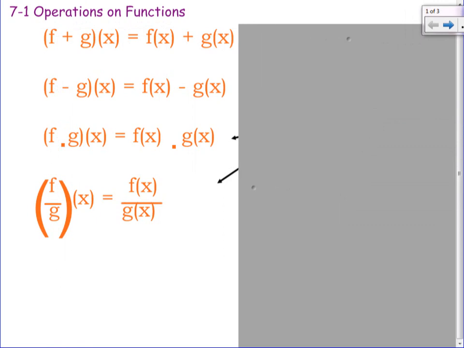Okay, so in chapter 7, we're actually going to break it up into two parts. We're going to take a test after sections 1 and 2, and then we'll do the rest of it on a separate test. So we're going to start with just looking at operations of functions.